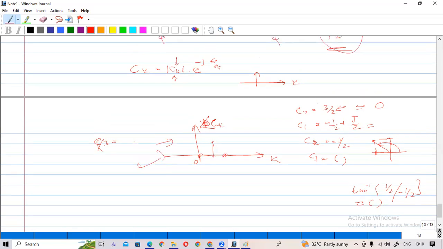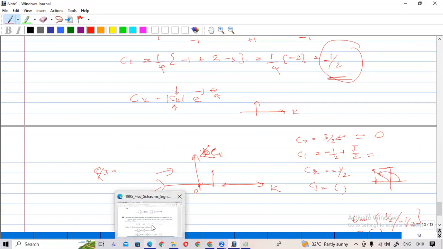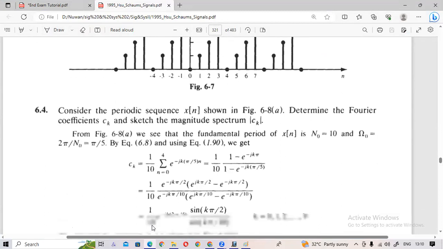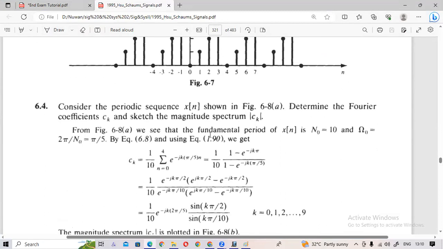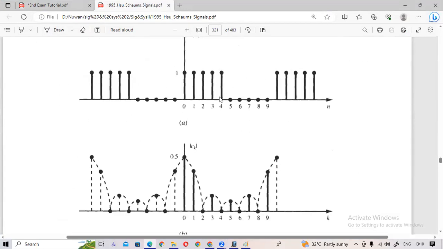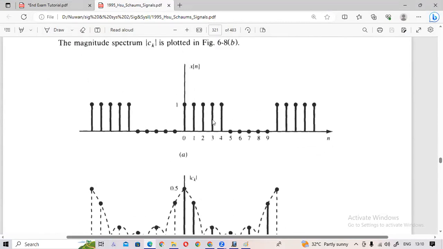We have done some questions here, and also in the reference book there are some examples, okay. So try to do that one, okay. And so again, in 6.4 you are asked to find the Fourier representation of this 6.8. You have to find the Fourier series representation of this signal, okay.